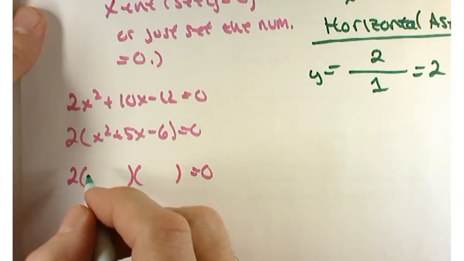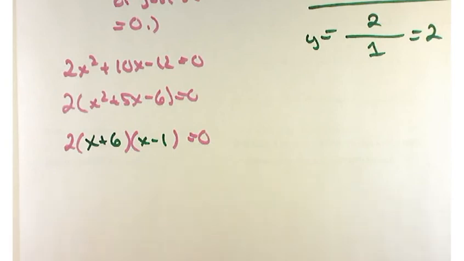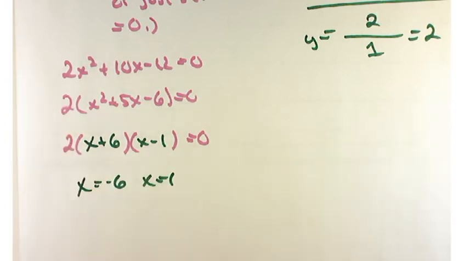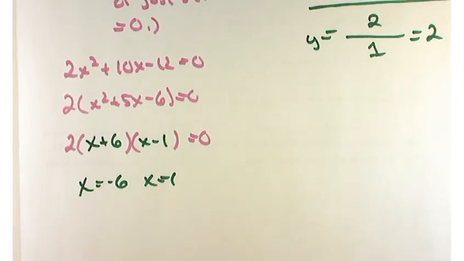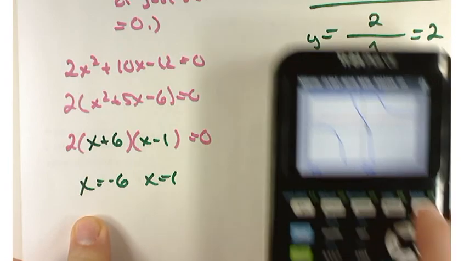That factors a little bit more. X plus 6, x minus 1. Is that right? Yeah, that's right. Why am I bothered by that? X equals negative 6, x equals 1. Oh, yeah, okay, good. It was bothering me for a second. So you expect roots at negative 6 and 1.